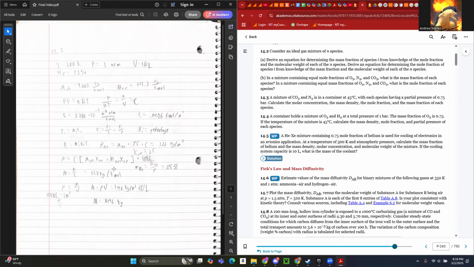Next, final part of the problem. We want to find the mass of the coolant. If the volume is 10 liters, well, guess what? We know the mass density, or just the density. We know the volume, 10 liters. This is just plug it into the standard density equation where rho, or the density, is equal to mass over volume. Rearrange it so mass is equal to density times volume, which is 1.46 kilograms per cubic meter times 10 liters. As a general rule of thumb for the conversion, 1,000 liters fits into 1 cubic meter.